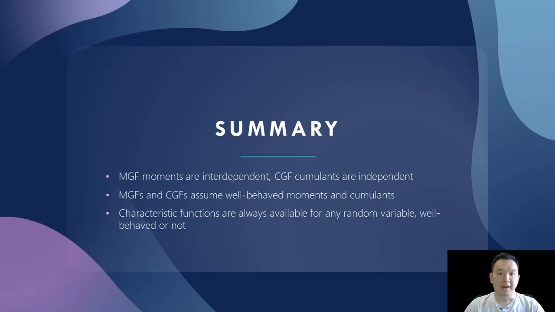Done. Okay, that's 3 ways to prove the central limit theorem. We use moment generating functions, cumulant generating functions, and finally characteristic functions. Each proof methodology has its benefits.